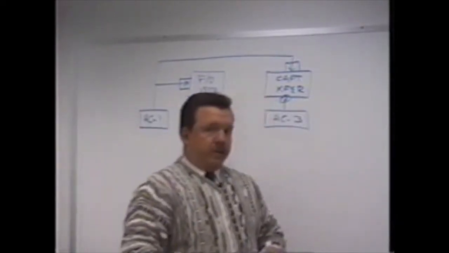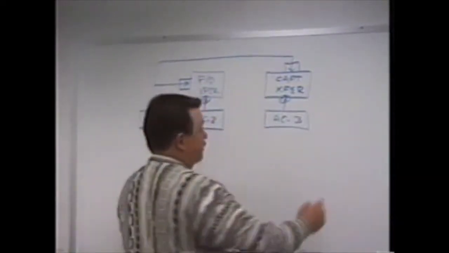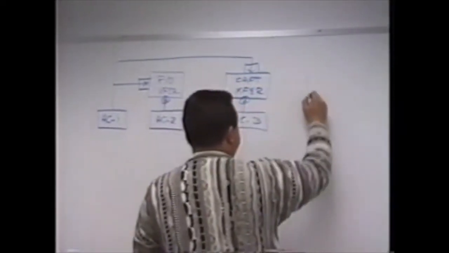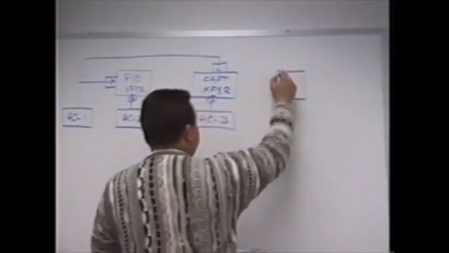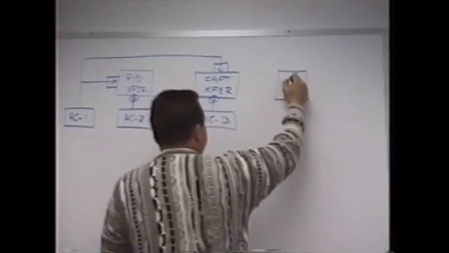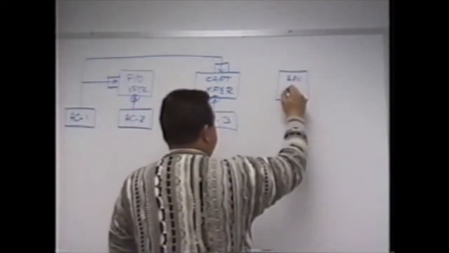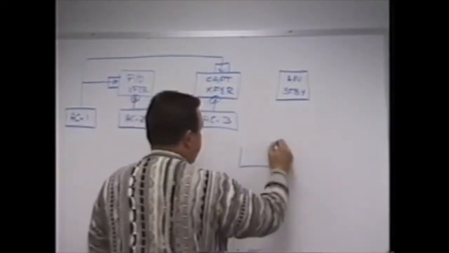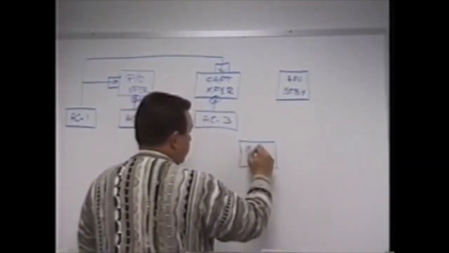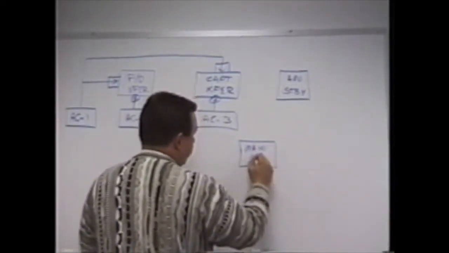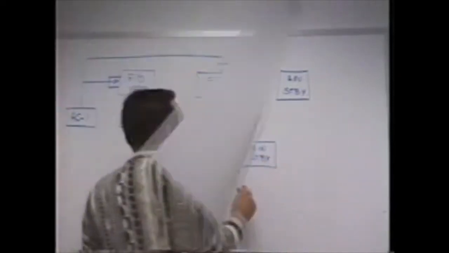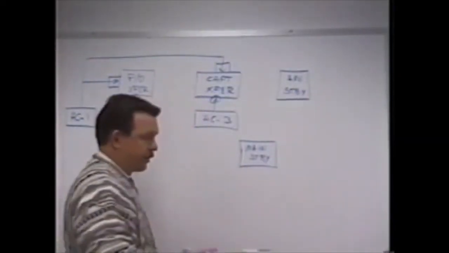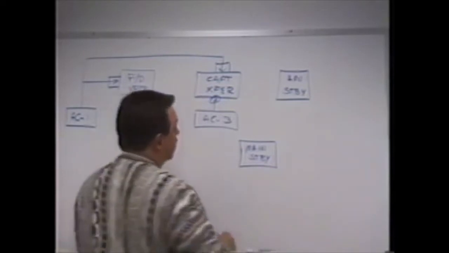Real critical flight instruments, things that the captain needs to fly in instrument conditions, are going to come off your standby power system. Standby power is two separate buses: the APU standby bus and the main standby bus. Both the APU standby and main standby buses are controlled through the standby power switch.